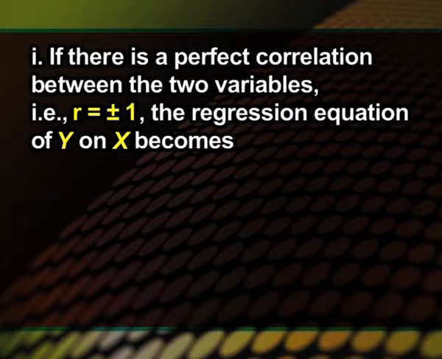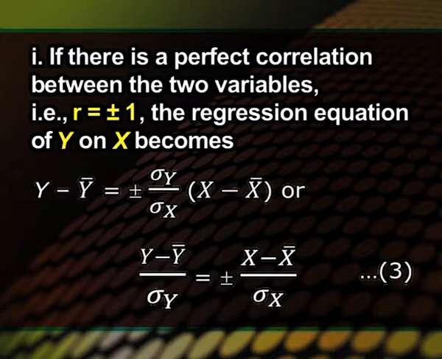If there is a perfect correlation between the two variables, that is r is equal to plus minus 1, the regression equation of y on x becomes y minus y bar equals plus minus sigma y by sigma x times x minus x bar, or y minus y bar by sigma y will be equal to plus minus x minus x bar by sigma x. Let's make this equation 3.